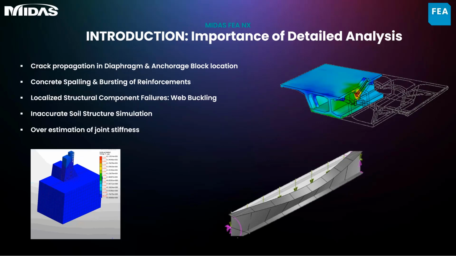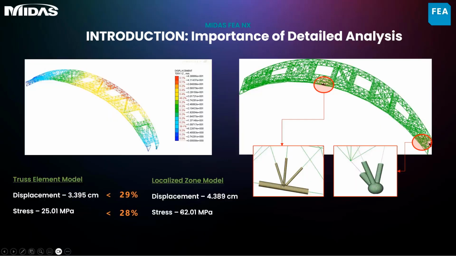Overestimation of joint stiffness. Now let us take a simple case of pier to superstructure connection, where most of us use rigid links, which have infinite stiffness, to simulate that connection. And this is something which is unattainable in practice. To illustrate this, I have compared the stresses and deformation in the following truss structure.